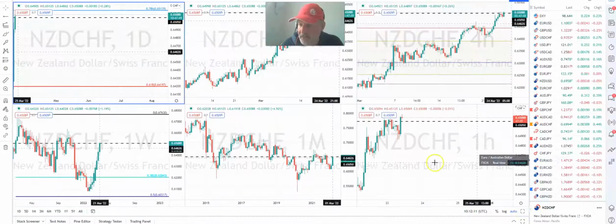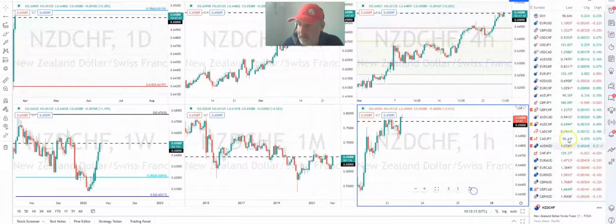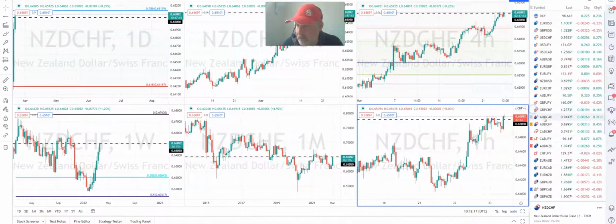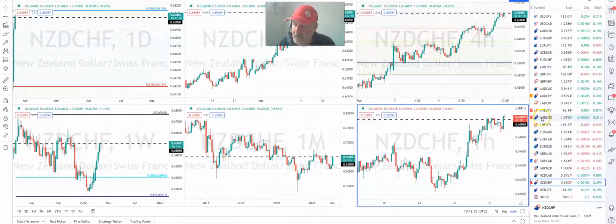So that's basically it for this morning. Just to reiterate, been in sterling Swiss and now not in it. Aussie Swiss is on the watch list. In CAD yen with a relatively tight stop. In Aussie New Zealand with a tight stop and half size, and also buying sterling against the Canadian dollar going into the UK figures. Okay guys, good luck.